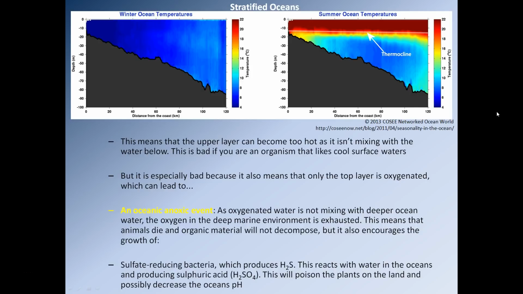The problem is this. If it's not decomposing, some organisms are going to come along and try to consume that organic material. And the organisms that are going to come along and try to do that are sulfate-reducing bacteria.